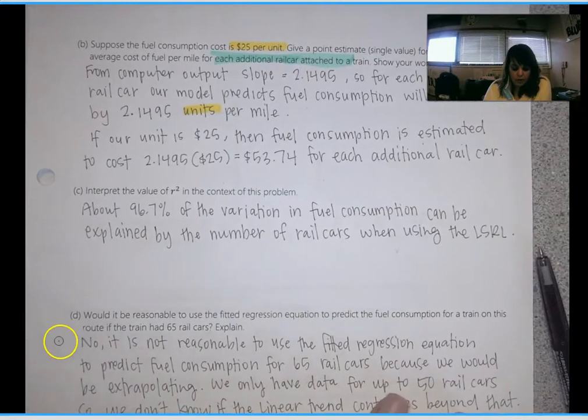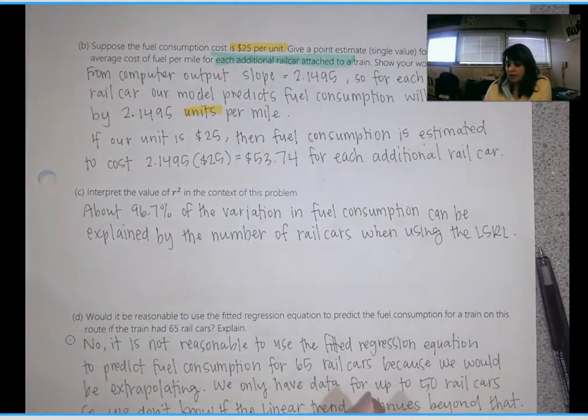C should have been okay for you. It's literally just taking the phrase to memorize. So about 96.7% of the variation in fuel consumption can be explained by the number of rail cars when using the least squares regression line.